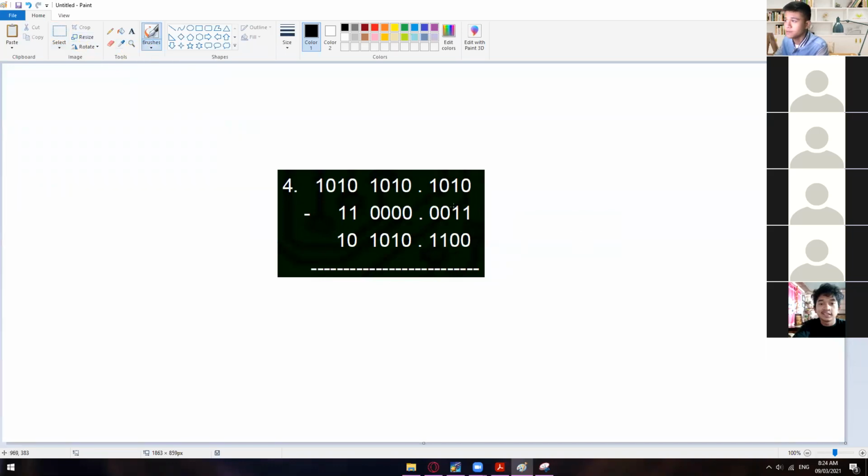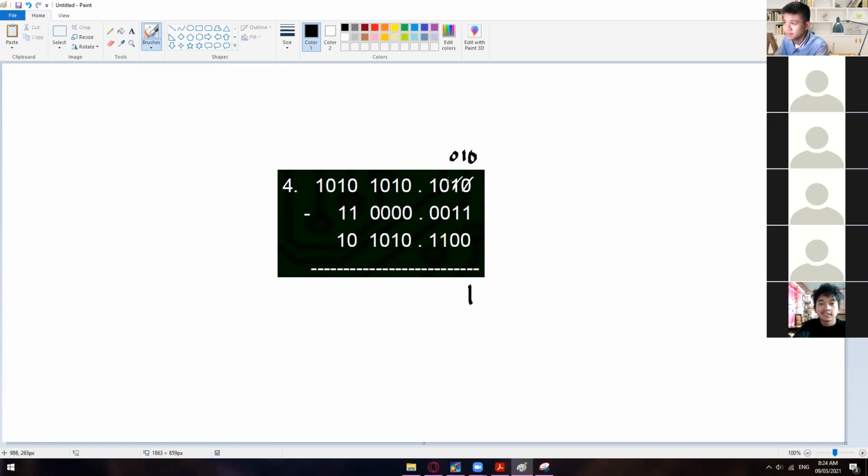So from here, we have 0 minus 1. This cannot be. So we have to borrow, okay? So this 1 will become 0. And then this 0 will become 10. Okay? 10 minus 1 is 1. 0 minus 1 cannot be. So we have to borrow again.